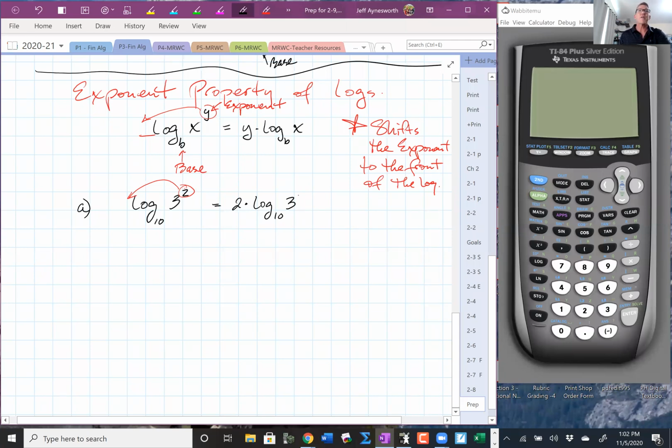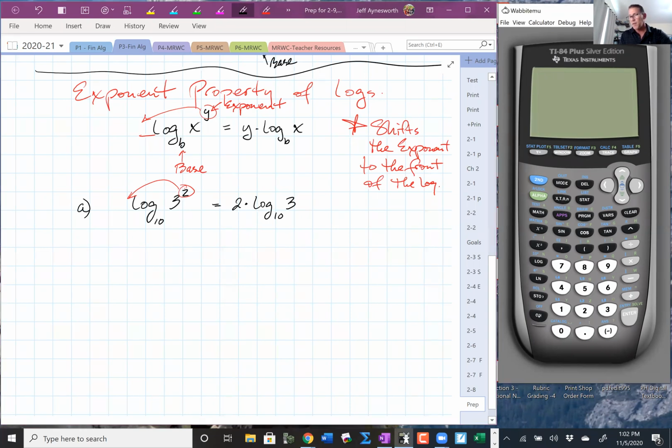Now, logs are really abstract. That's why a lot of students, when they go through Algebra 2 and pre-calc and deal with logs, go, what are we doing? What is all this stuff about? So what I want to do right now is just show you that they actually are the same.